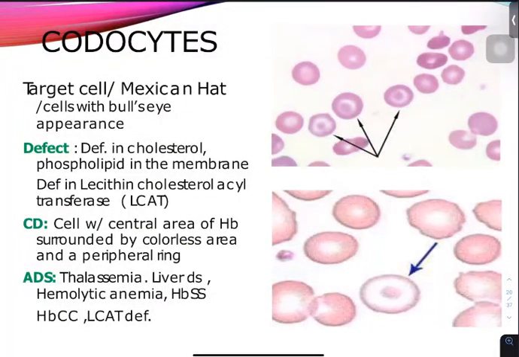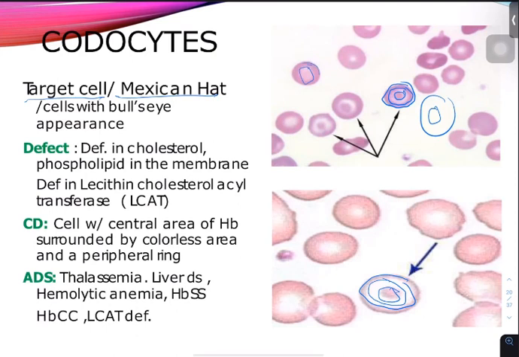Now, this is known to be your target cell, Mexican hat cell. Bakit po? Mukha po siyang target because you have the normal RBC. Okay? Meron siyang pabilog-bilog. Imbis na dalawa lang yung makikita mo, okay, parang ganito lang, dalawa lang, nagkakaroon pa ng isa pang bilog sa gitna. That's why it is also called as bullseye appearance.